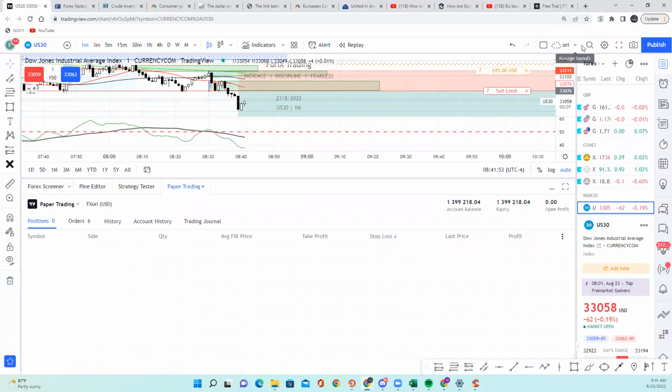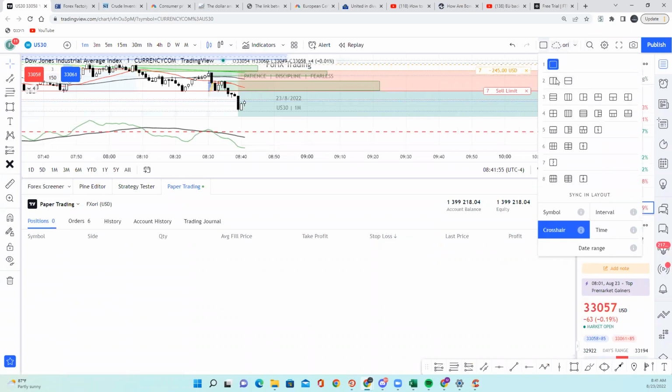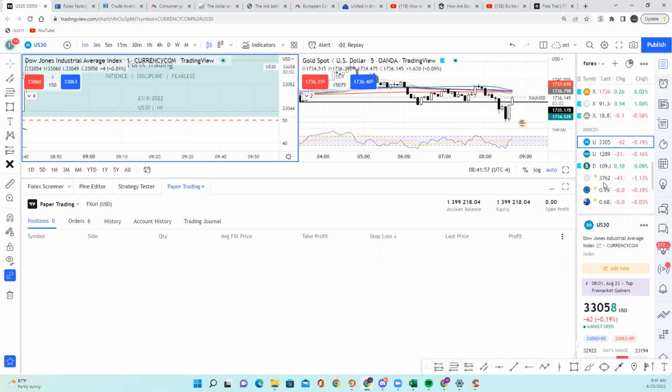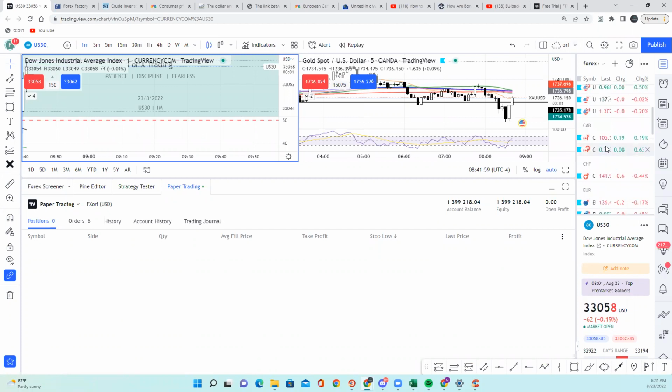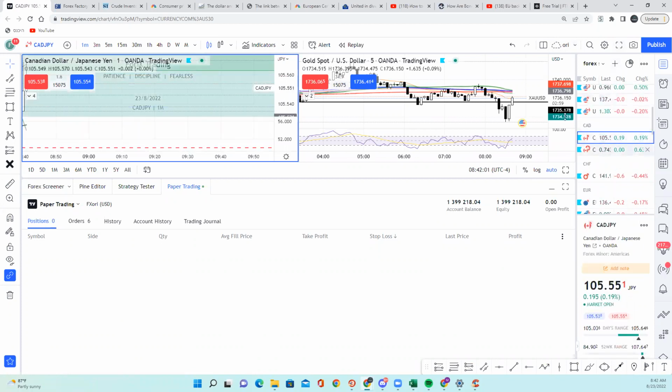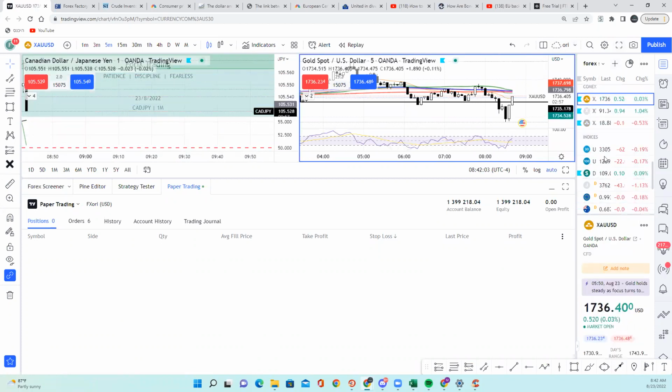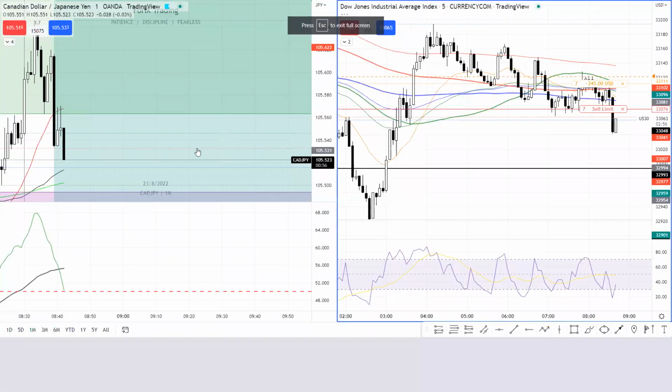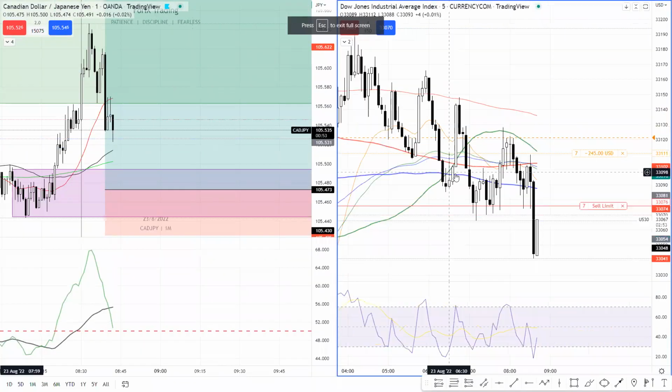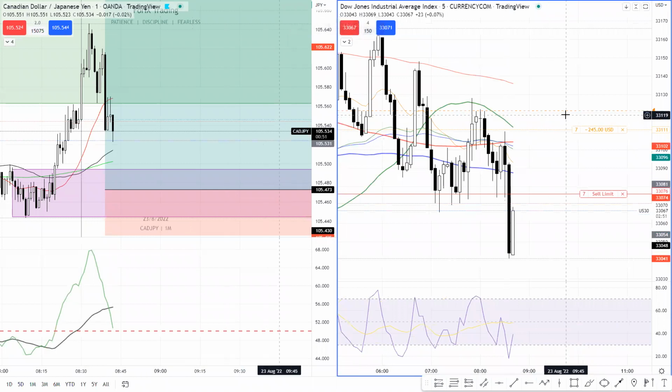Yeah, we could add two and add CAD. No, so this one would be US 30. We can maximize. So it actually looks like US 30 is giving us an entry.